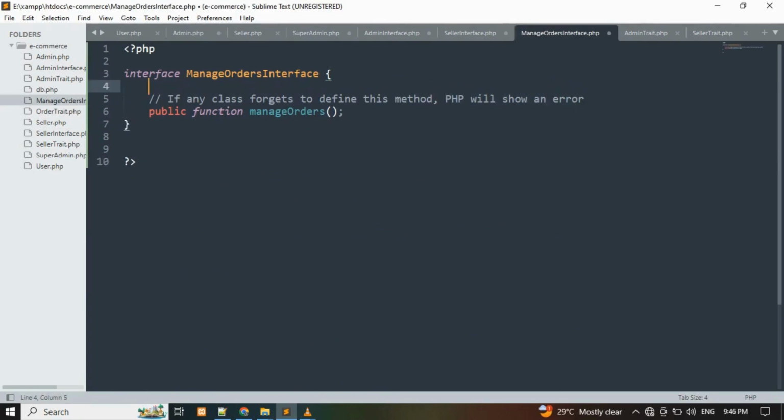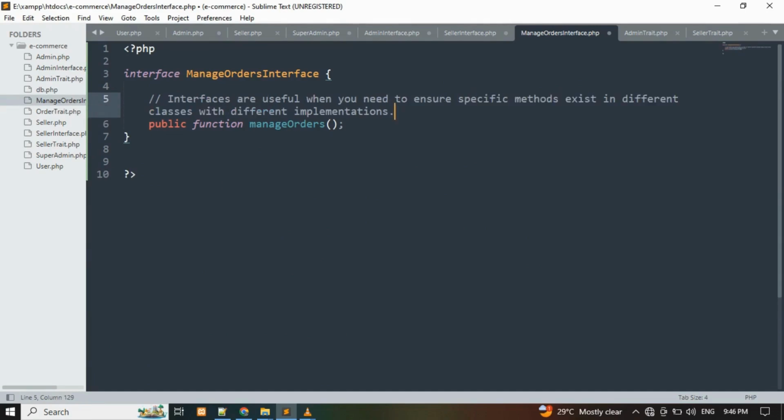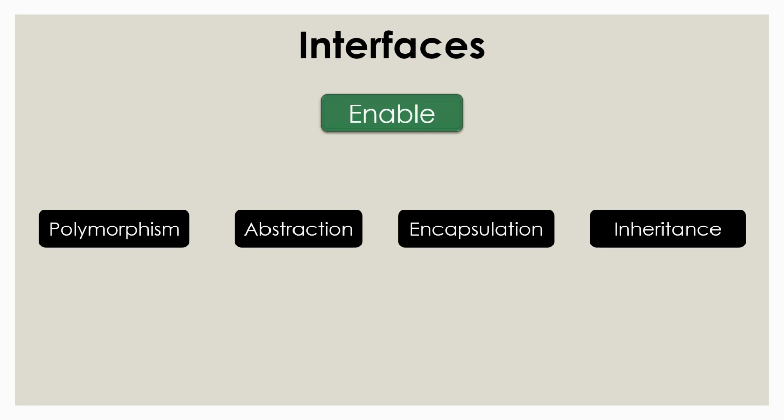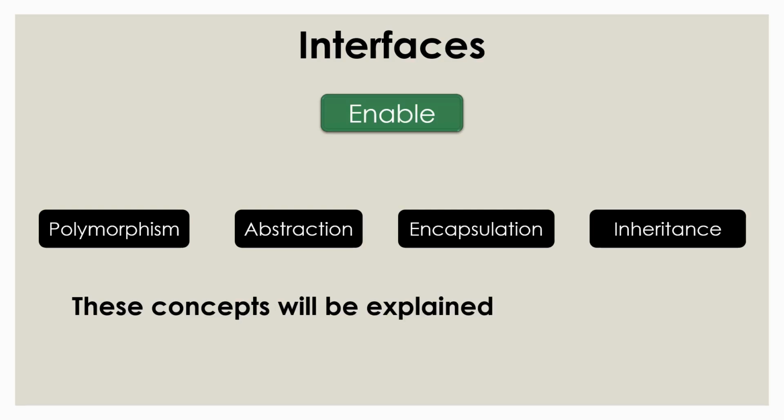So, note the point that interfaces do not allow properties, and all methods must be public and abstract methods. Interfaces are useful when you need to ensure specific methods exist in different classes with different implementations. Next, interfaces enable polymorphism, abstraction, encapsulation, and inheritance. These concepts will be explained in the next video.